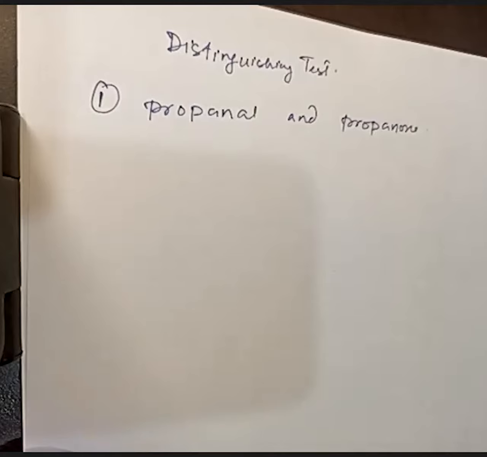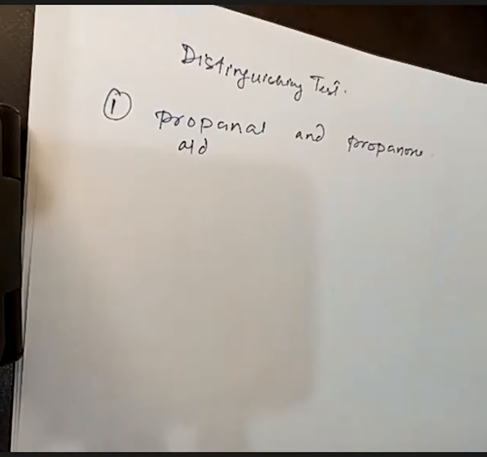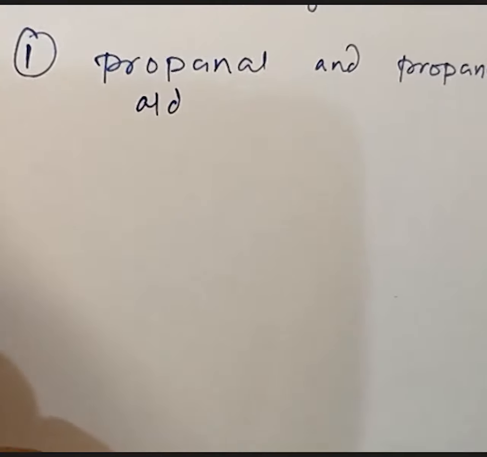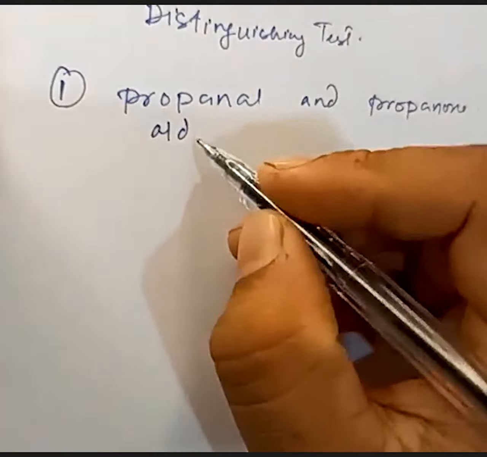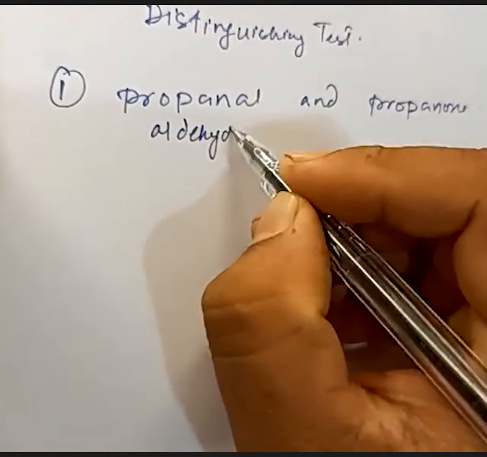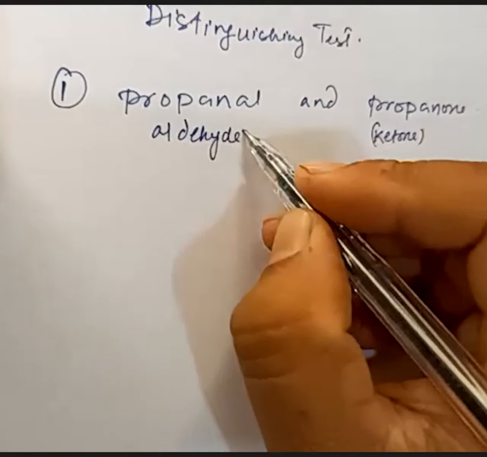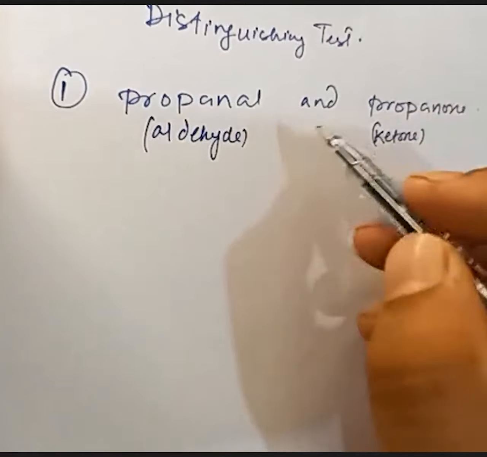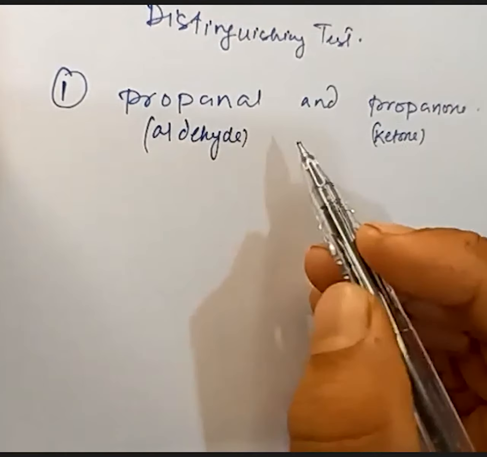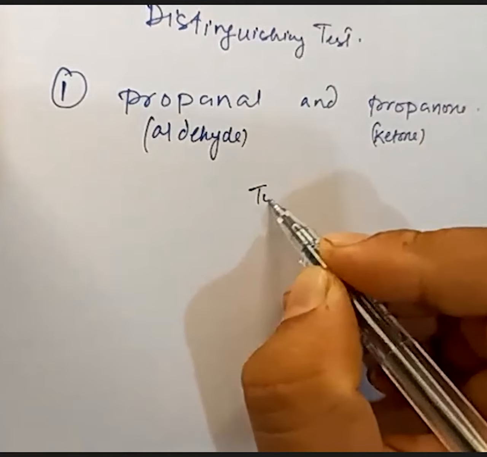Okay, one is an aldehyde. You can see very clearly, one is an aldehyde. The other is a ketone. Okay, this is aldehyde or this is ketone. So propanol and propanone, this is the aldehyde and ketone. Aldehyde or ketone, if you have to distinguish, that is to do the Tollens test.